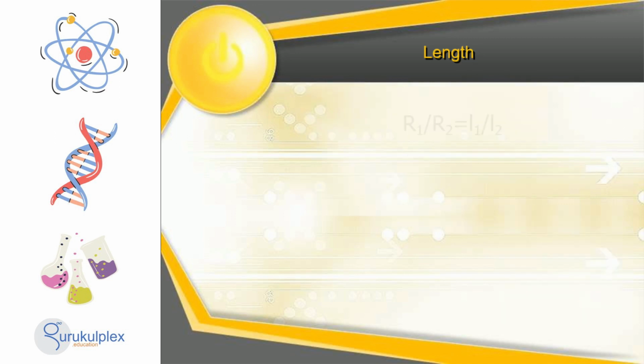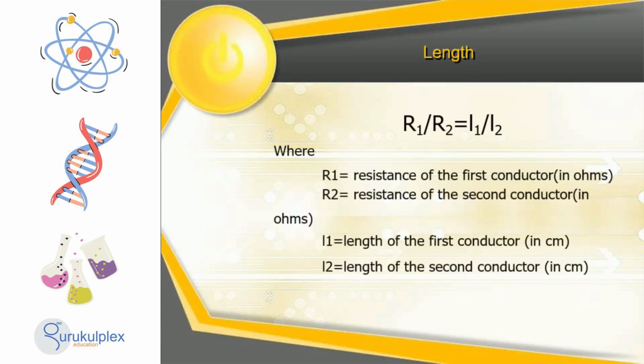Resistance, R, of a conductor is dependent on its length, L, and diameter. This equation demonstrates the relation between resistance, R, and length, L, of two conductors. Resistance of the first conductor, R1, divided by the resistance of the second conductor, R2, equals the length of the first conductor, L1, divided by the length of the second conductor, L2. This equation can be employed to determine the resistance of two conductors.